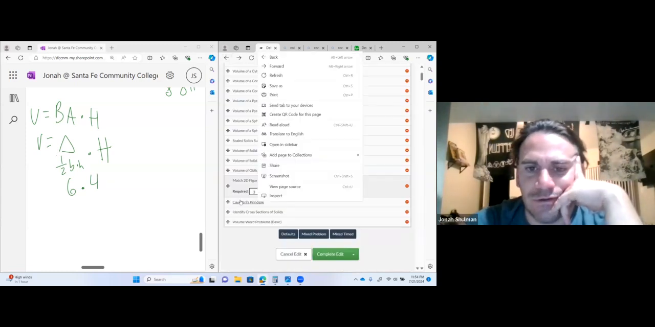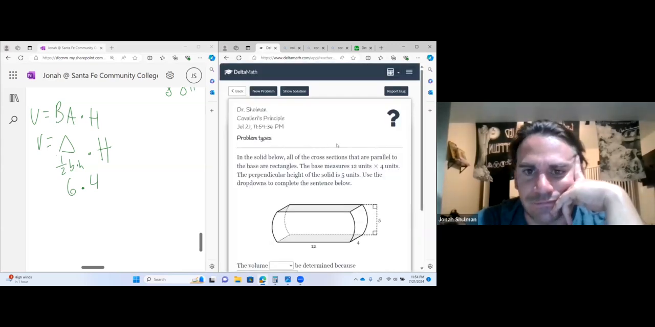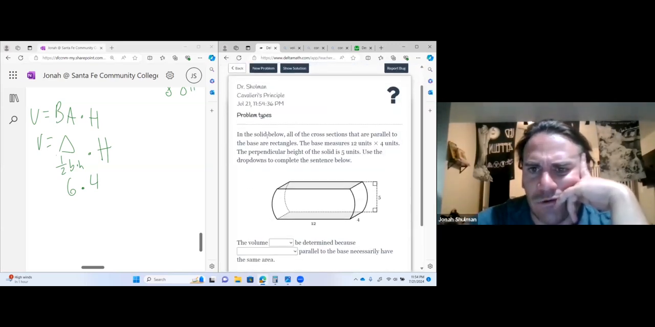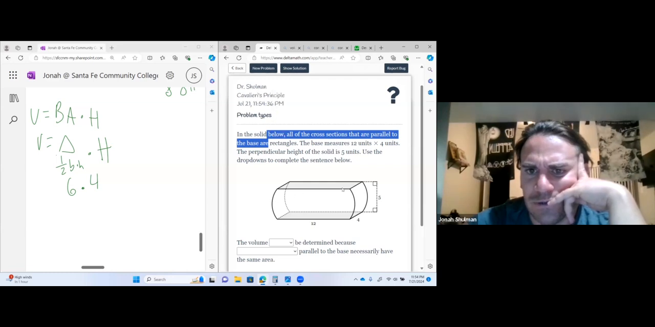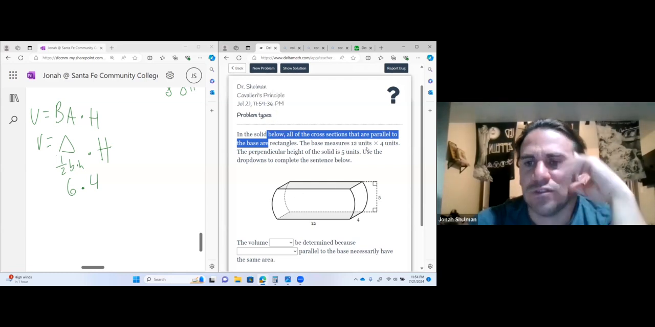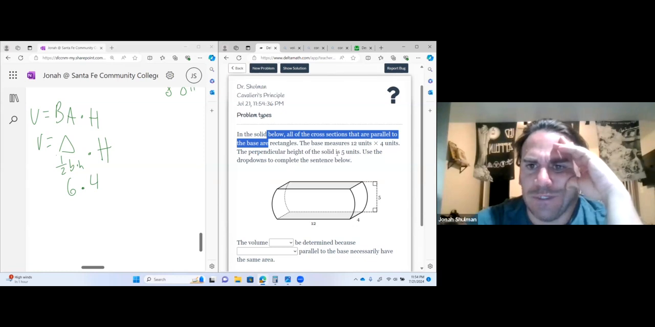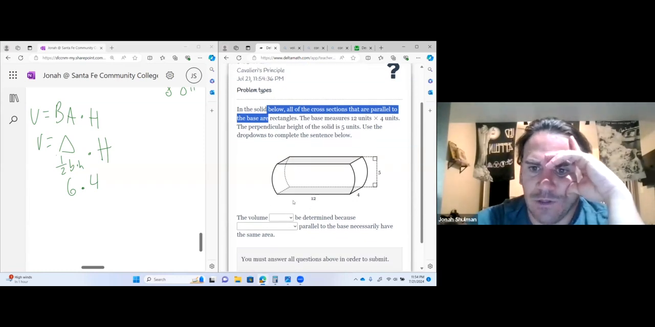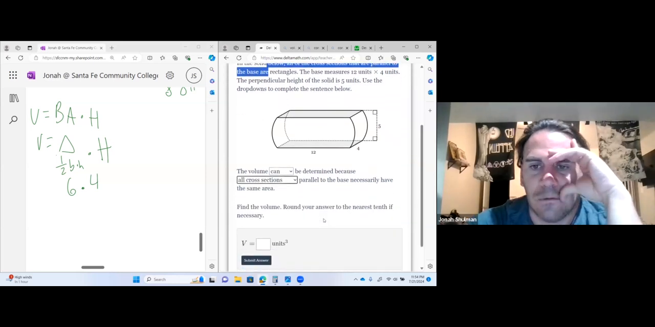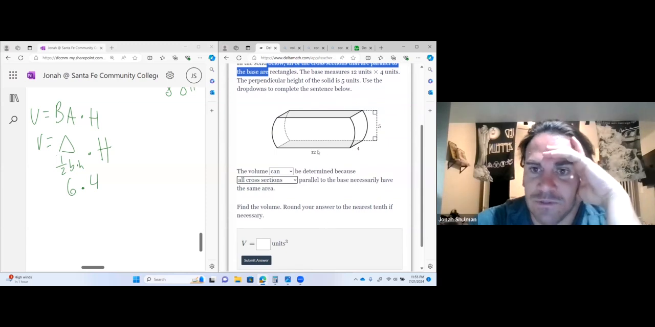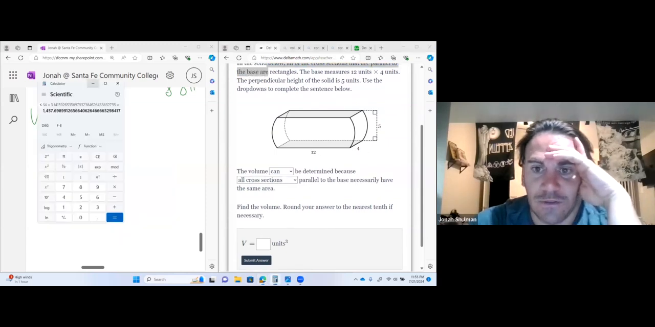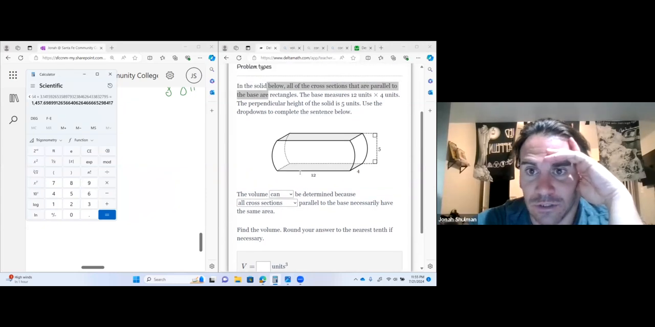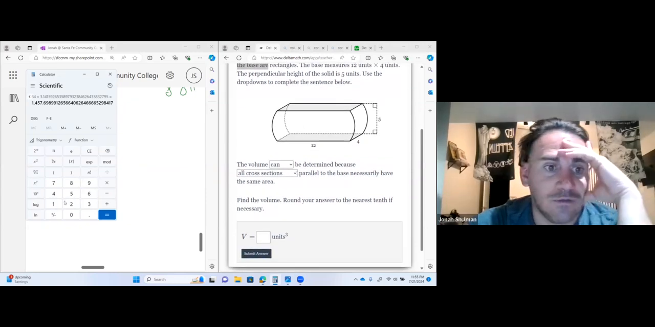All right, let's do Cavalieri's principle. In the solid below, all of the cross sections parallel to the base are rectangles. This measures 12 by 4. The perpendicular height is 5 units. Use the drop downs. The volume can be determined because all cross sections parallel to the base have the same area. Find the volume. I believe it's 12 times 4 times 5. I think as long as they're parallel, you're good. As long as these are all parallel, you can solve it just by doing length times width times height.